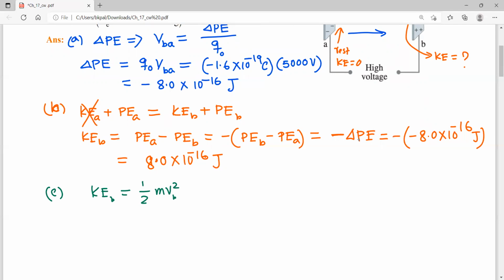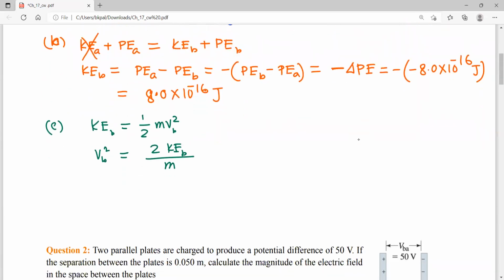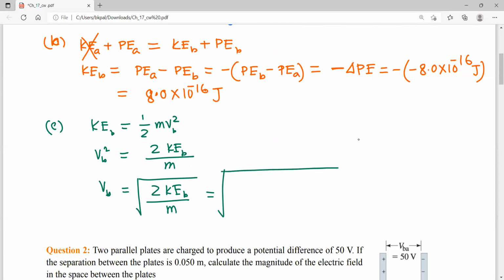So if I solve this equation for VB square, I get 2 times kinetic energy divided by the mass of the electron. So VB is basically the square root of 2 times the kinetic energy at position B divided by the mass of the electron. If I substitute all the values, it would be something like this.